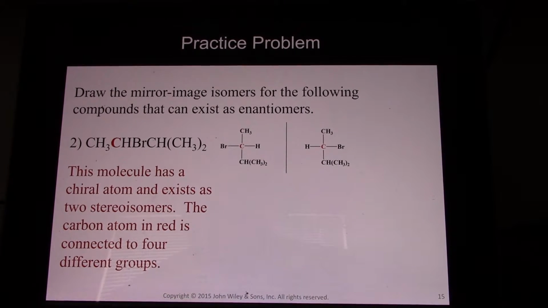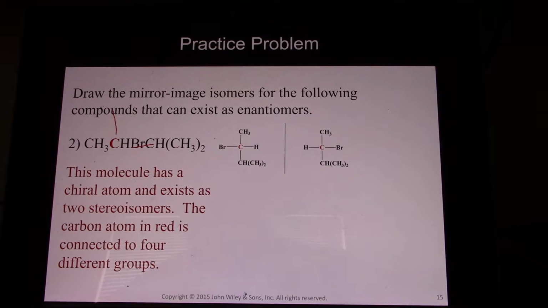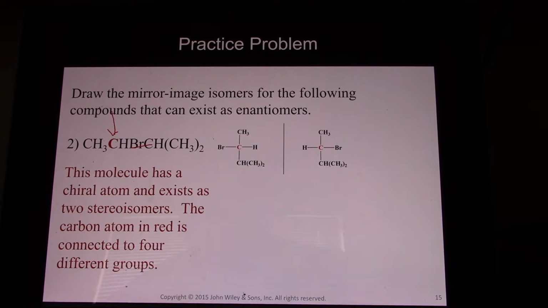Here, this carbon is our chiral carbon. It has 4 different things attached to it. A methyl group, a hydrogen, a bromine, and then an isobutyl group. And here we see the mirror image.